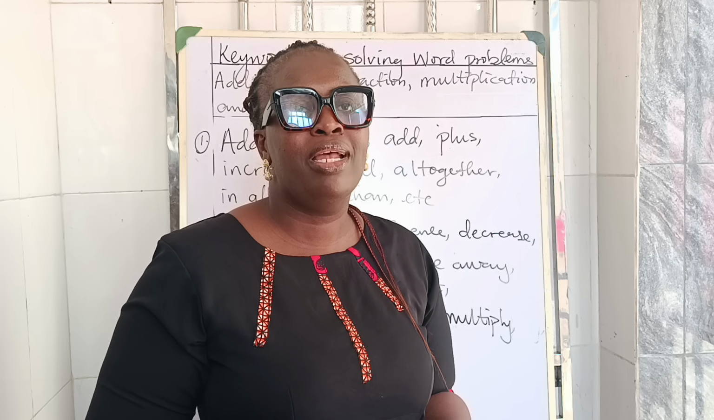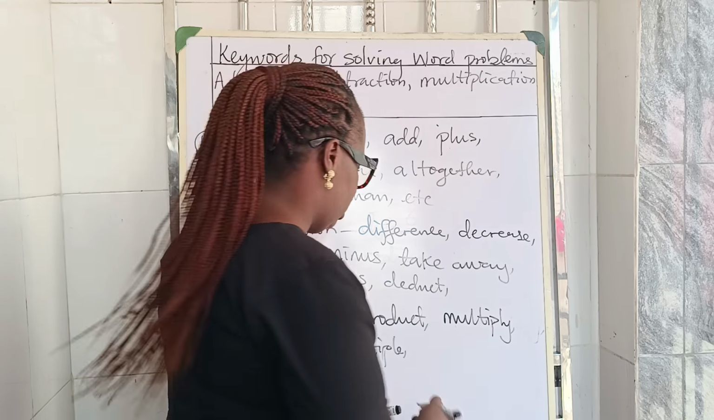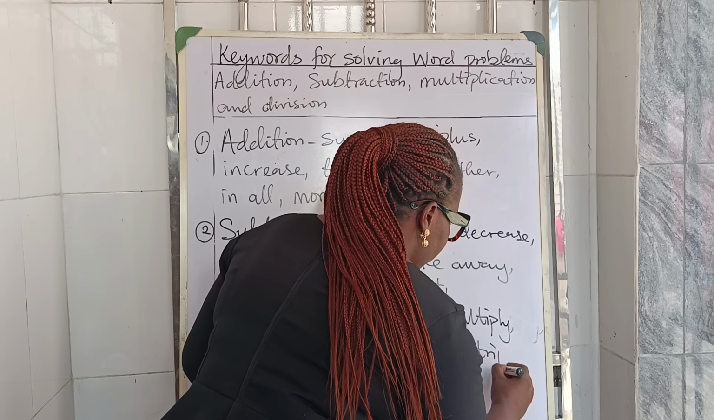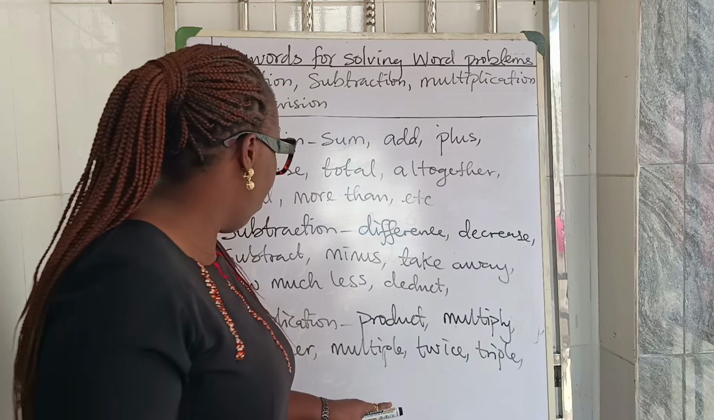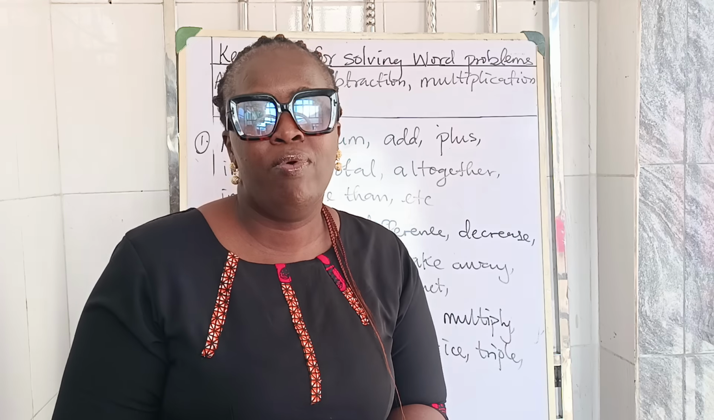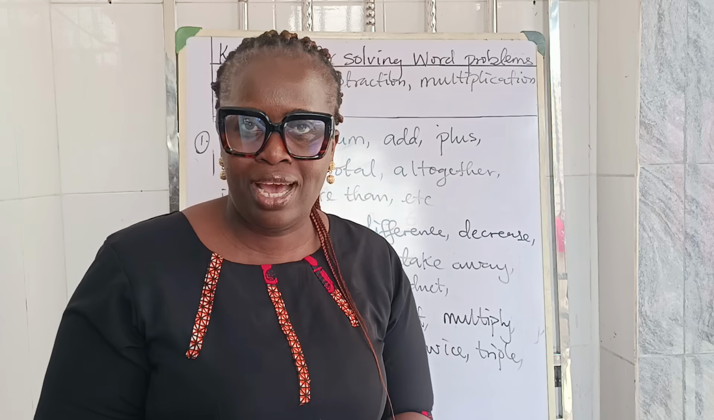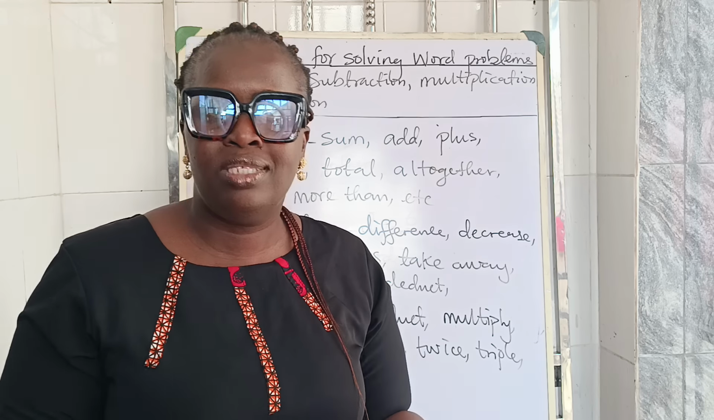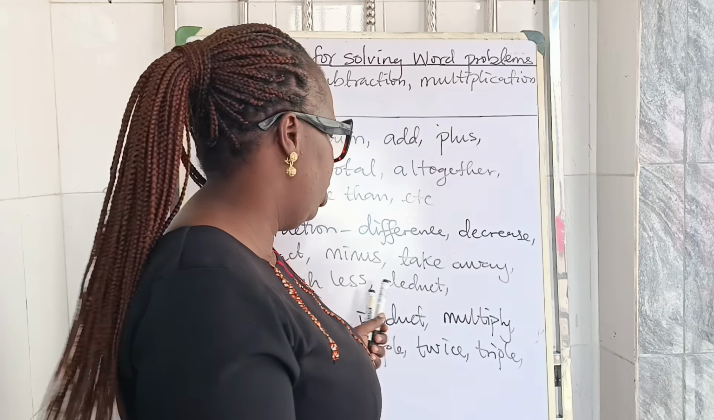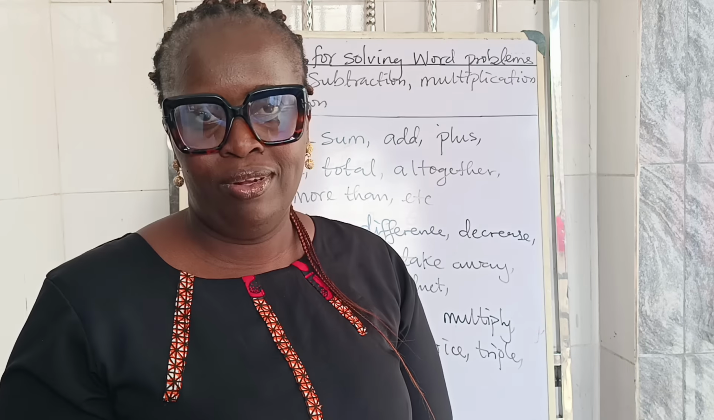When an examiner says you should triple this particular number, or what is the twice? You have twice here. You have triple. They are all terminologies for multiplication, keywords that will help you to know that this examiner is actually asking you to multiply. Set of numbers, set of rows of, they are all keywords for multiplication. Let's look at the last one, but not the least.